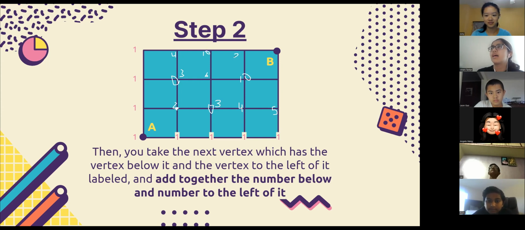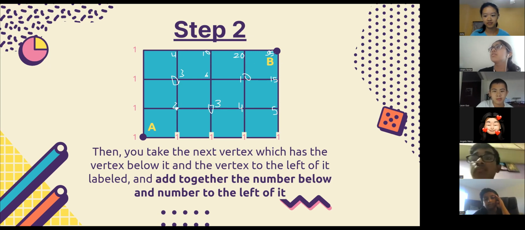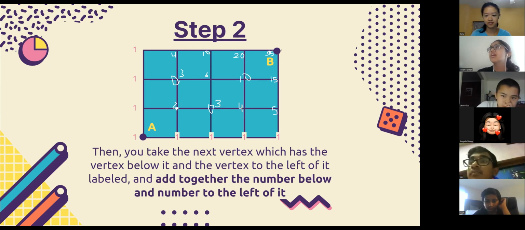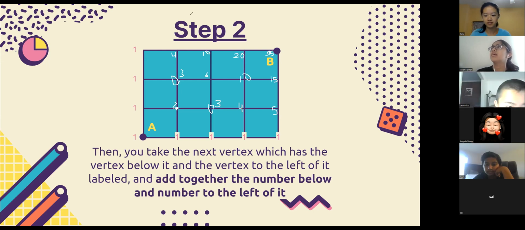As you can see, I'm getting closer and closer to point B. So now I would add these last 2 together to get the number for point B. So 35 is what we get. The number that you get at the ending point is going to be the number of paths to get from the starting point to the ending point. So in this case, 35 is the number. So we have 35 ways to get from A to B.